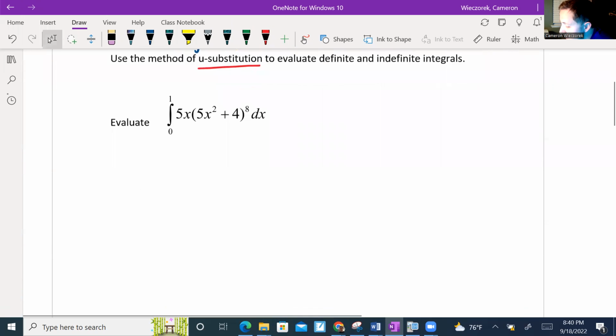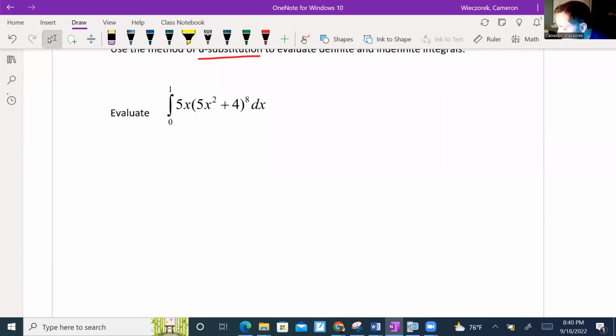The reason you would need it is if you look at a problem like this, what function has a derivative of 5x times 5x squared plus 4 to the 8th? I don't know. If I wanted to go through and use the power rule, I'd have to distribute 5x squared plus 4 and multiply that binomial by itself 8 times in a row, or use some type of binomial expansion to do that, Pascal's triangle. I don't feel like doing that. Do you? And then still multiply by 5x in front. Oof, that sounds like a lot of work. So there's got to be an easier way, and there is.